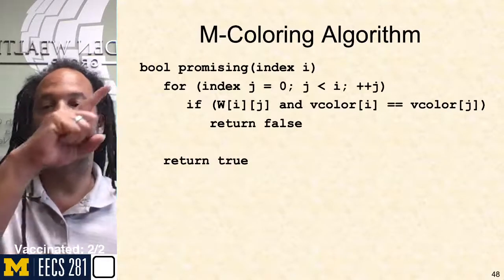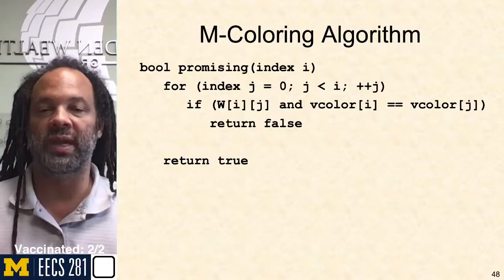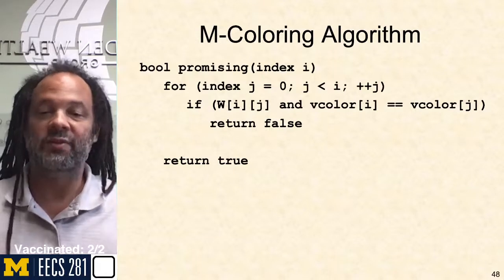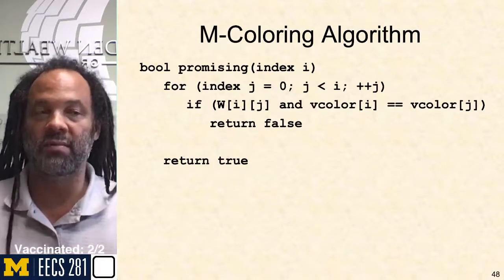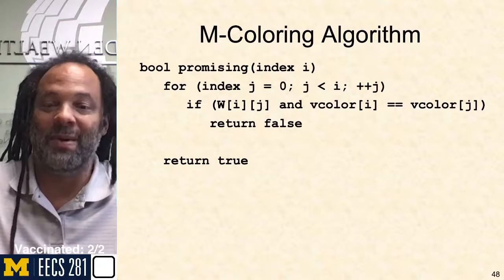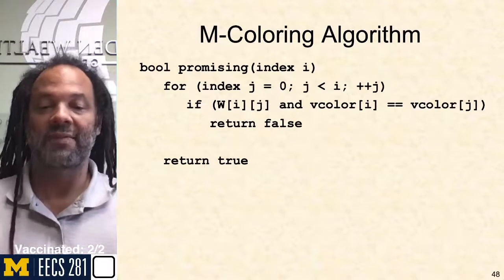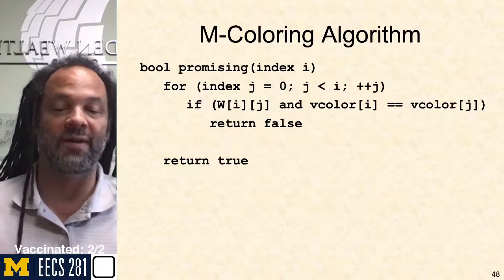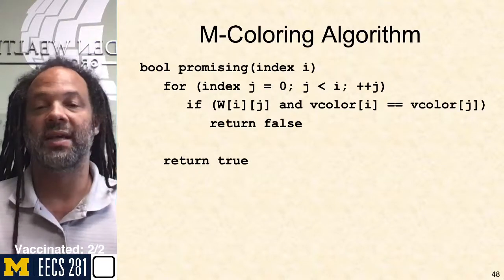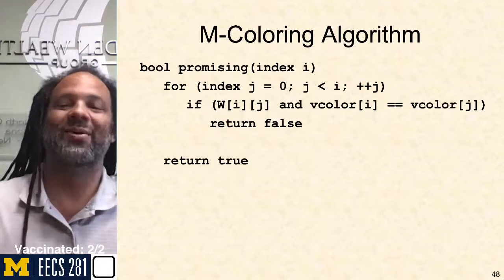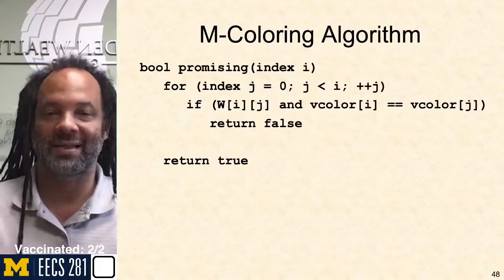So this promising function returns a Boolean, which is just true or false. It's like, hey, you've just made a new partial solution. Is it going to be part of a full solution? Because if it violates a constraint, it won't be part of a final solution. So if it says it's not promising, there's no need to try to extend the solution past it.